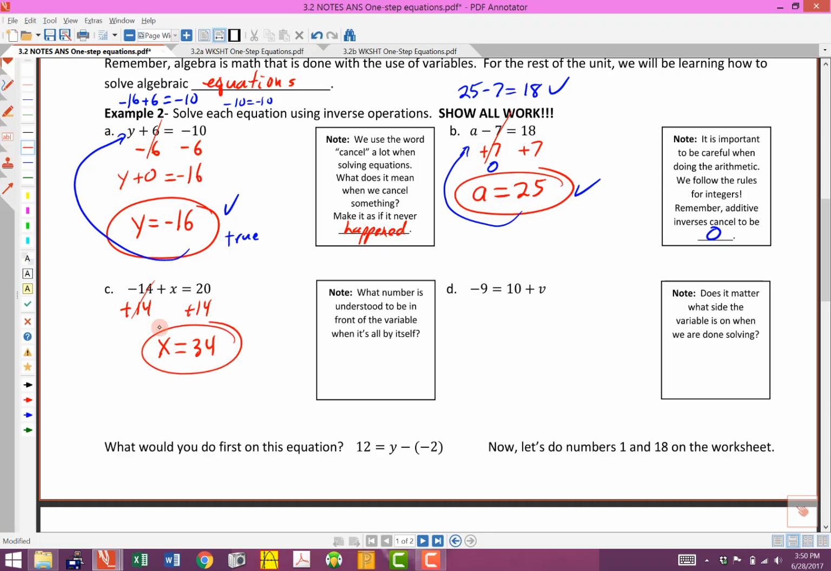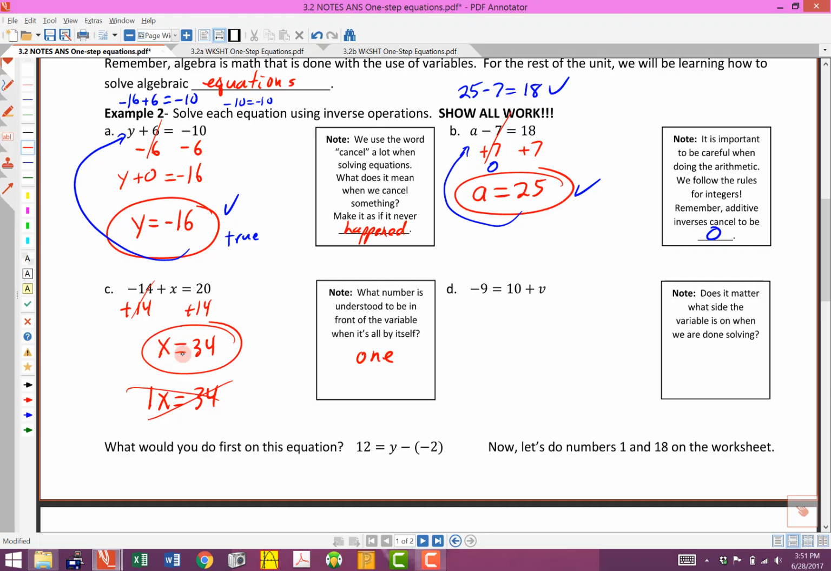Now, what I want you to take note of on this is what number is understood to be in front of the variable when it's all by itself. So when we just have a plain old x, what number is understood to be the coefficient there? Well, it's understood to be a 1. So I could write 1x equals 34, but we normally don't do that. If we wanted it to be anything other than the 1, we'd have to put it there. So we normally don't write things like this, although you could. I want you to get used to writing it like that. So the number that's in front of the variable is understood to be a 1.